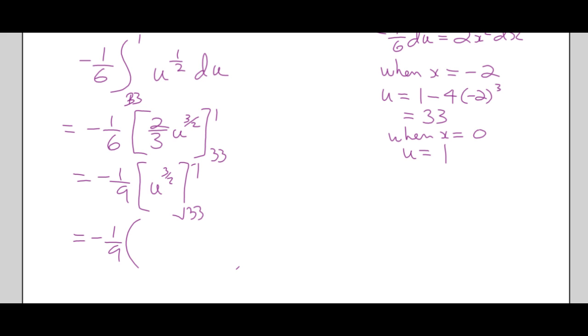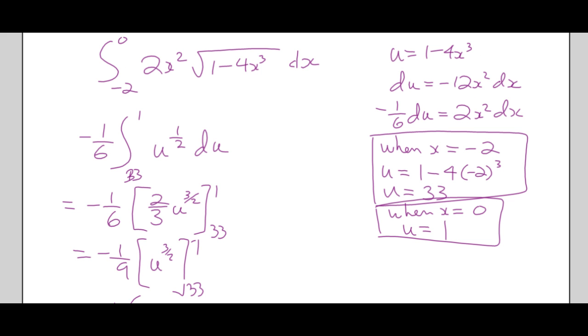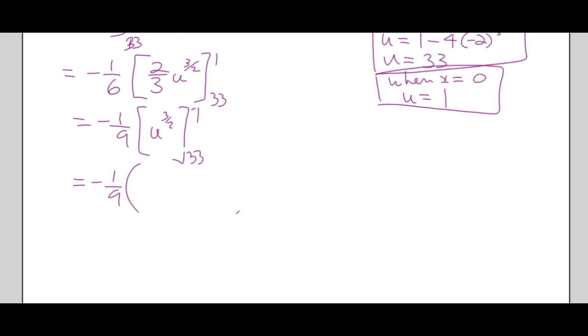So watch what your bounds of integration are, because when they change, it's not always just, hey, the lower number goes on the bottom and the upper number on top. When x is negative 2, u is 33, and when x is 0, u is 1. So where I see the negative 2, I need to be putting the 33, and where I see the 0, I need to be putting the 1. And I accidentally reversed those. So it'll be the upper: 1 to the 3 halves minus 33 to the 3 halves.